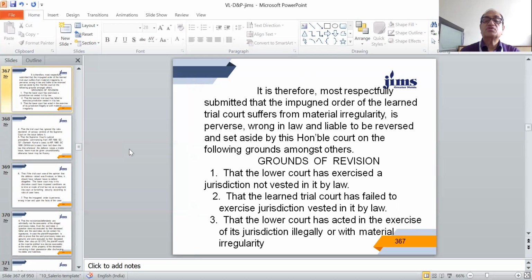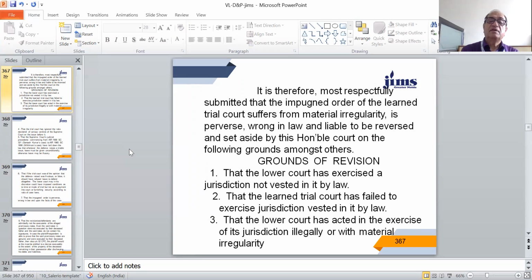It is therefore most respectfully submitted that the impugned order of the learned trial court suffers from material irregularity and is perverse, wrong in law, and liable to be reversed and set aside by this honorable court on the following grounds, amongst others. Now, the grounds of revision are: number one, that the lower court has exercised a jurisdiction not vested in it by law.